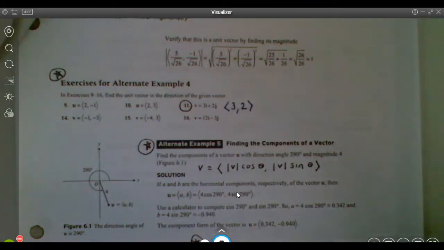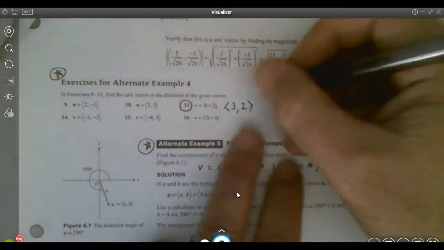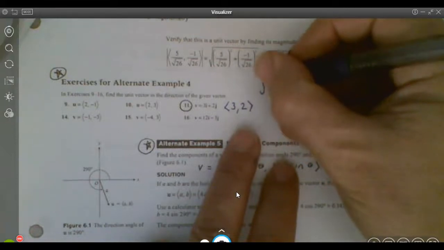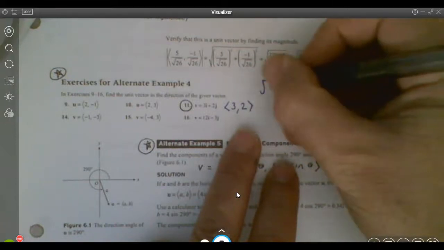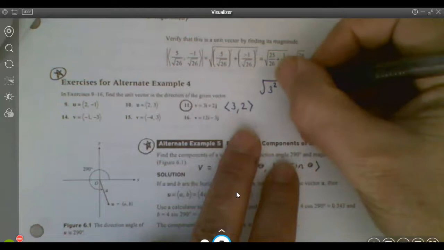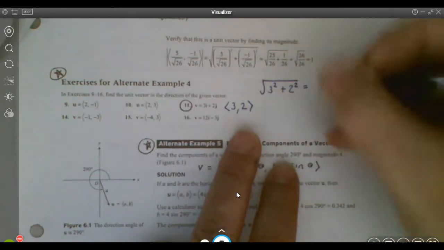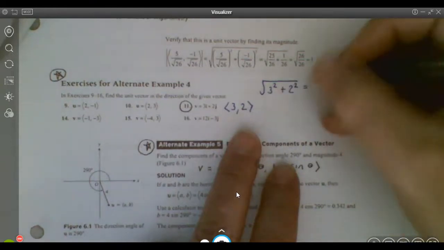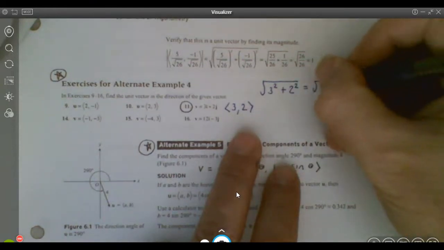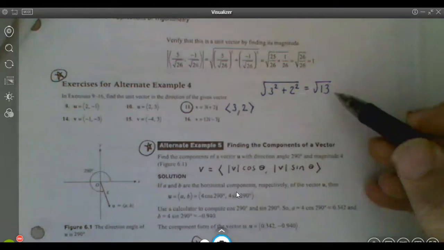So if we're going to do the unit vector, first things first, we have to find the magnitude, which is just the square root of a squared plus b squared. So what's that looking like? 9 plus 4 is 13. So that is the magnitude.